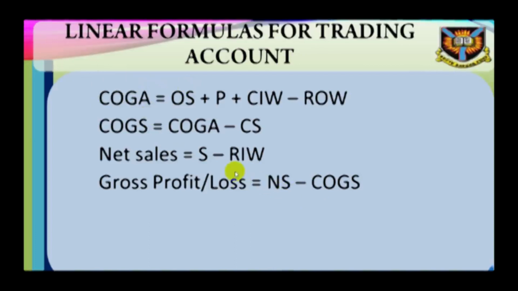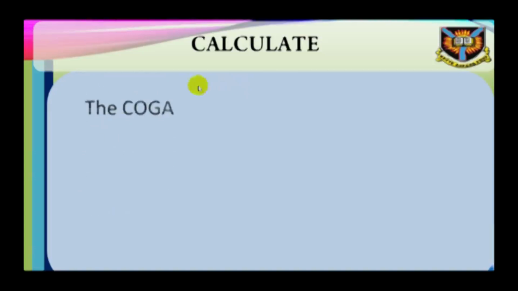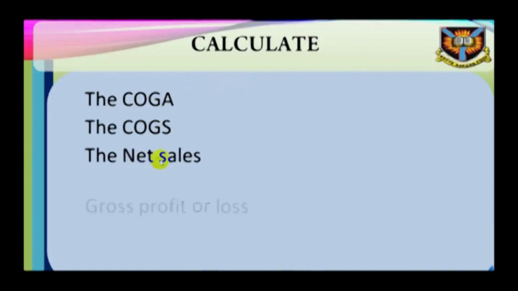Worked example. Purchases 28,000, return inwards 2,500, sales 49,000, carriage inward 1,500, opening stock 3,000, closing stock 4,800, purchases return 5,000. Calculate the COGA, the COGS, the net sales, gross profit or loss.